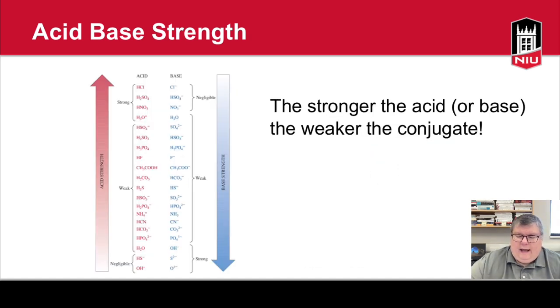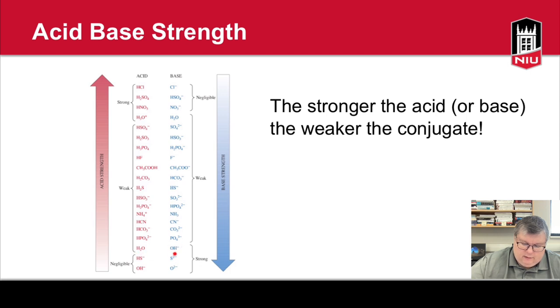Now, the stronger the acid or the stronger the base, the weaker the conjugate. So, for example, we've got our strong acids up here: HCl, H2SO4, HNO3, and H3O+. These all have very weak conjugate bases. So HSO4-, which is a weak acid, has a stronger conjugate base than H2SO4.